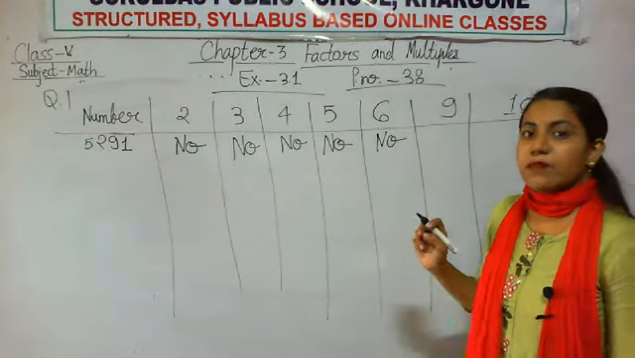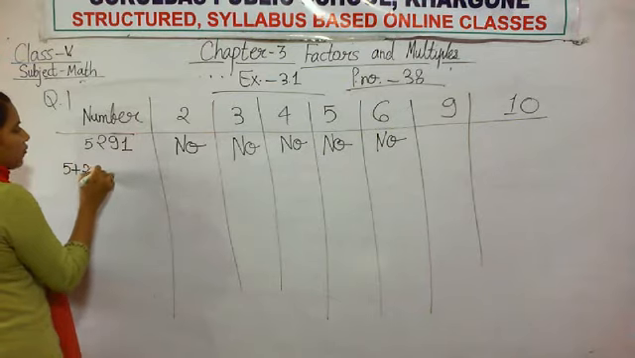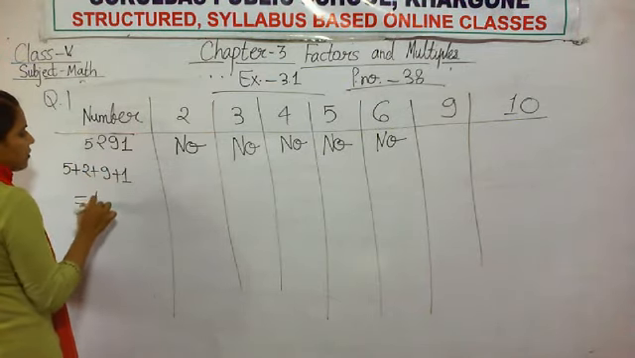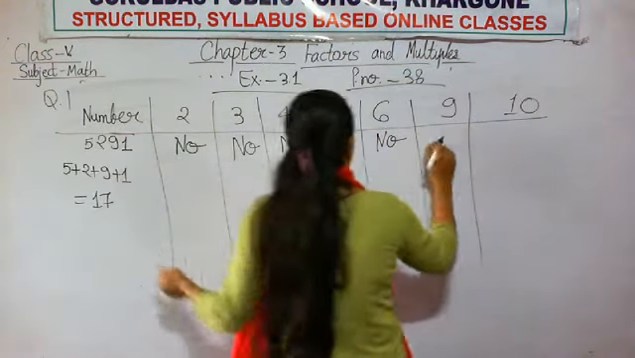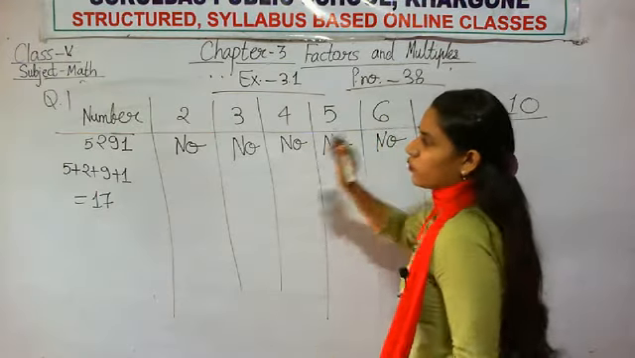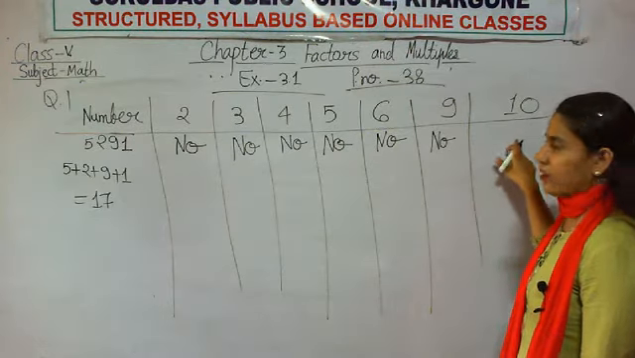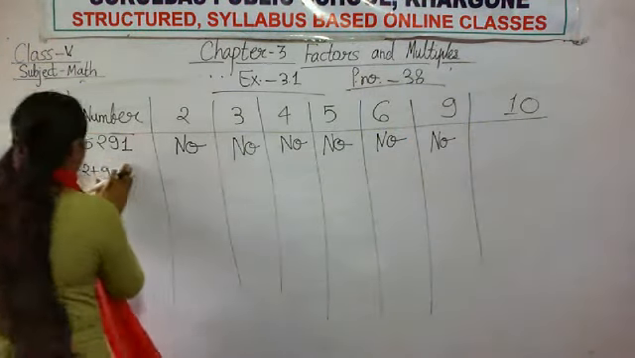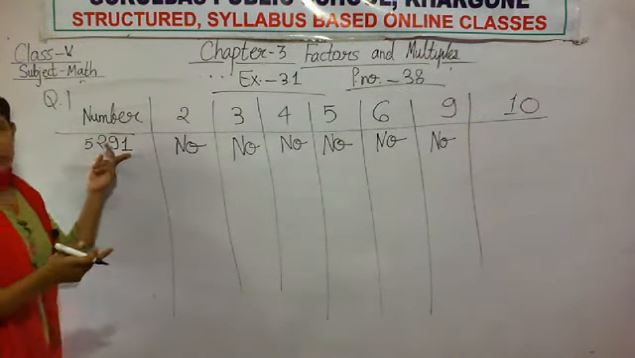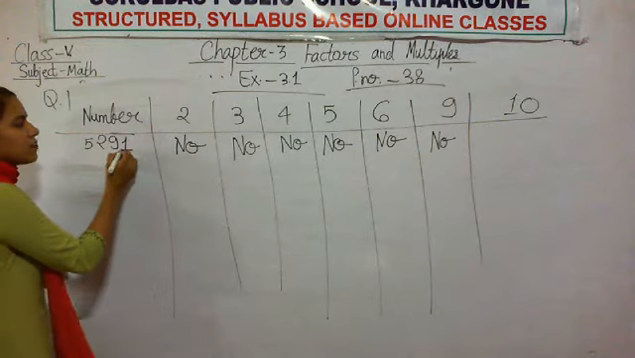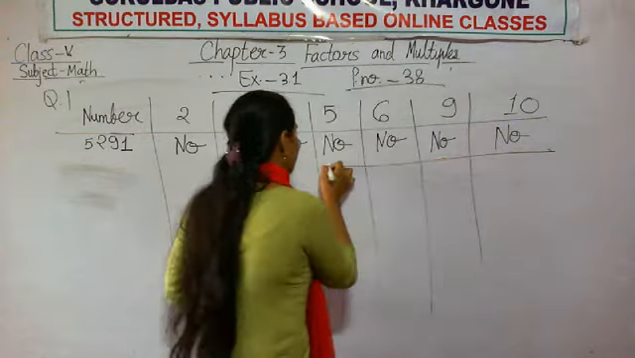Now check the divisibility by 9. For 9, you have to find the sum of the digits. The sum is 17. 17 is not a multiple of 9, so we conclude that 5291 is not divisible by 9. Now check the divisibility for 10. If the ones place of the given number is 0, then only is the given number divisible by 10. Here the ones place is 1, so again this number is not divisible by 10.